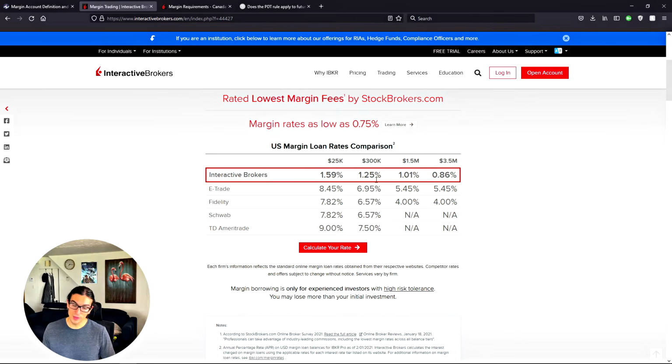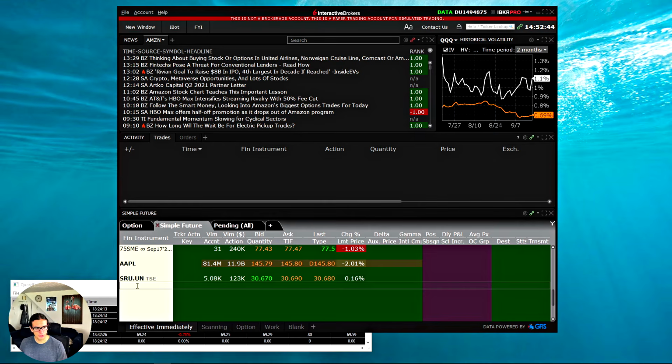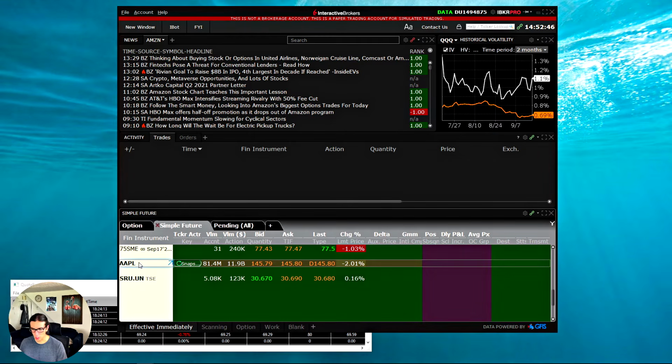So when the broker is loaning you that buying power, you are paying them interest on that loan. This right here is the amount that IB will be charging you in interest on a yearly basis for the amount that they're loaning you for your trading positions. Okay, so I'm going to show you briefly how you determine the margin requirement for a stock in IB.